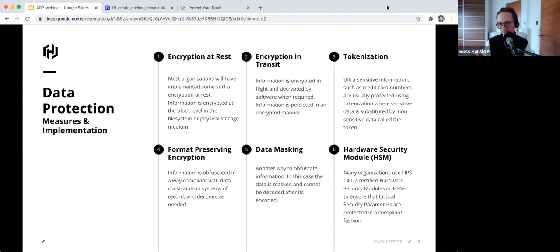Again, that 16-digit number is quite a popular one. Maybe we just want to present the last 4 digits of that 16-digit number, and obviously not the whole number as well. And another way that people are securing their data is using something like an HSM, a hardware security module, particularly for people who are subject to FIPS 140-2 requirements. We'll use things like an HSM to make sure that CSPs, critical security parameters, are stored in a compliant manner.